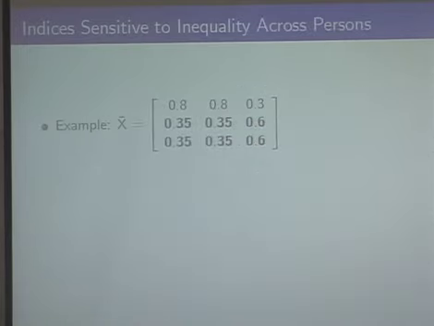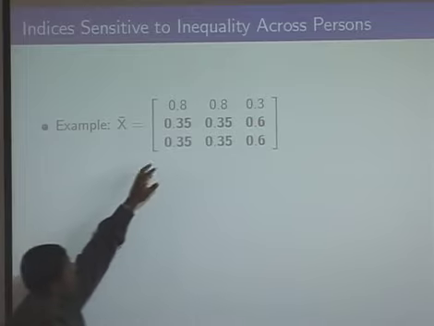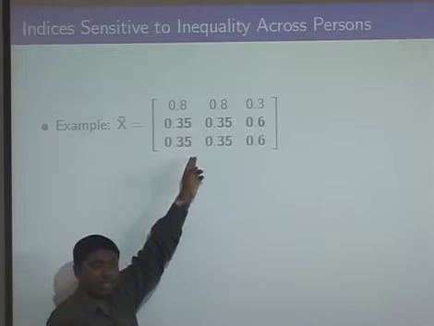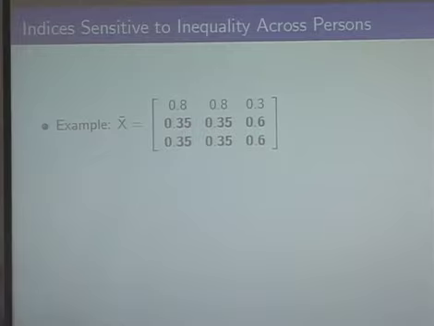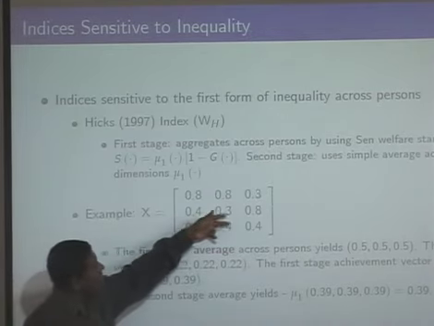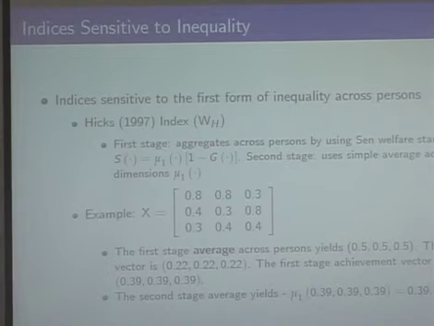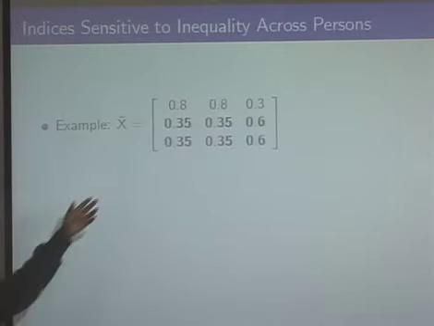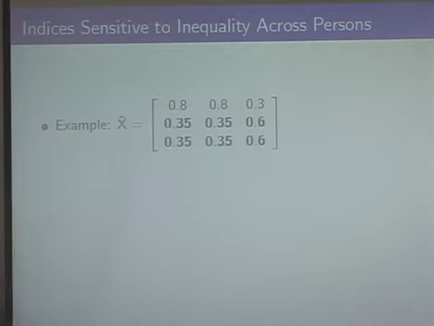Now suppose we create another achievement vector, x bar. How was it created? Person 2 and person 3 have had their incomes equalized, so you have fallen inequality. What we had earlier was this one. Now if you take the average of these three, you get 0.35, 0.35 and 0.6. It's just the average. So each dimension is now more equal, right?